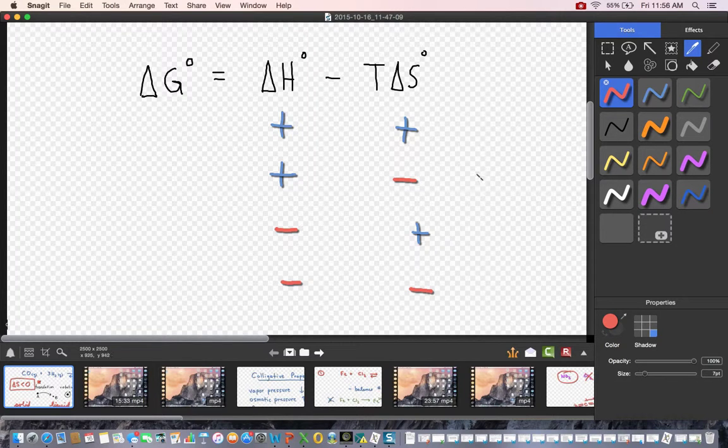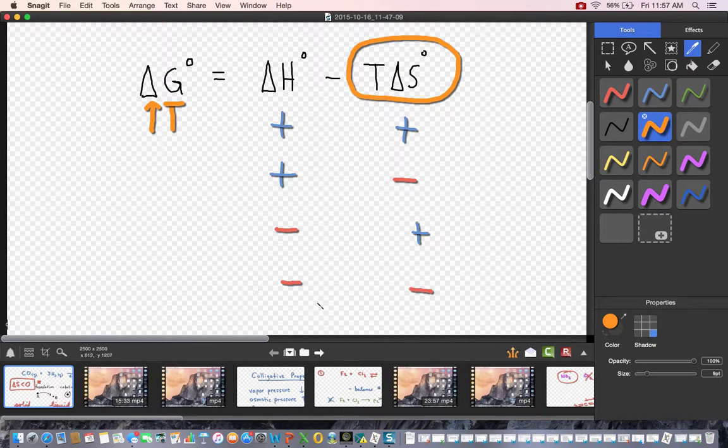But in each of these reactions, if I can have a negative delta G, what conditions of temperature would I need? So if we look at the first, if delta H is positive and delta S is positive, if this term, T delta S, is really positive and thus negative, the negative part overcomes the positive part. So at very high temperatures, delta G can be negative.